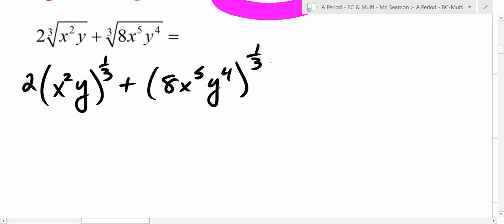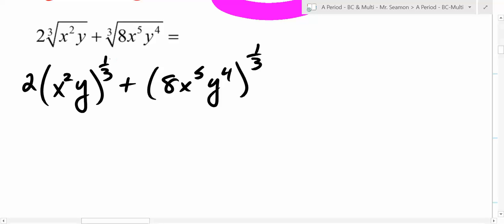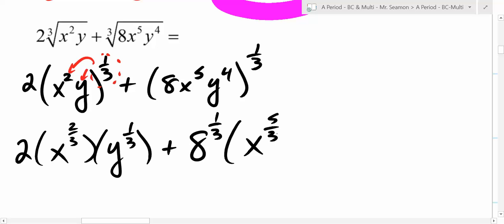What can you do with the power now? What can you do with the power? Powers of powers, what do you do? 4 squared to the 8th. What do you do with the powers? You multiply them, right? So over here, what do you do with this 1/3? You distribute it in both places. So what is it going to be? 2 times x to the what power? 2/3. Y to the what power? 1/3. Oh, I'll do that consistently. Sorry, let me do that a little better. 1/3. Here we have 8 to the 1/3 times x to the 5/3, y to the 4/3.